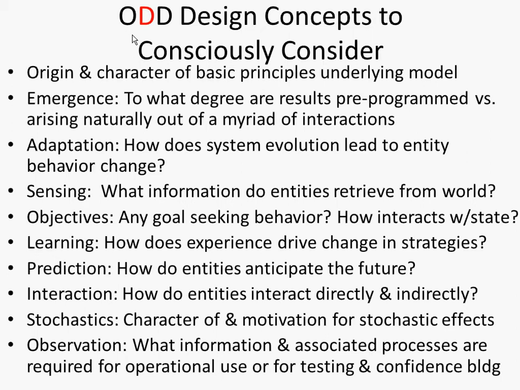So, we should be asking, okay, how does this evolve? Sensing: what information do entities retrieve from the world? So if we have agents, what information are they getting from around them that allows them to change their behavior or to evolve their behavior? Drivers, what information do they have access to? What information do they not have access to?